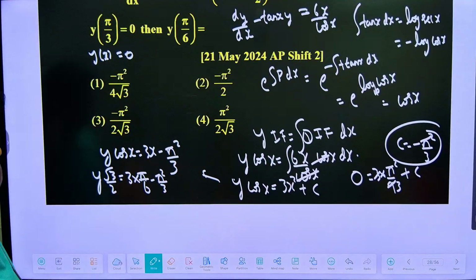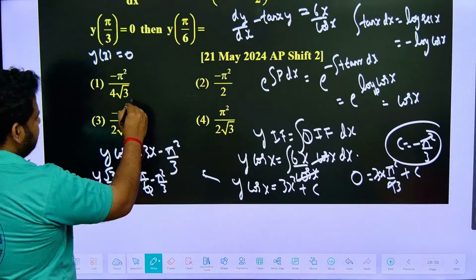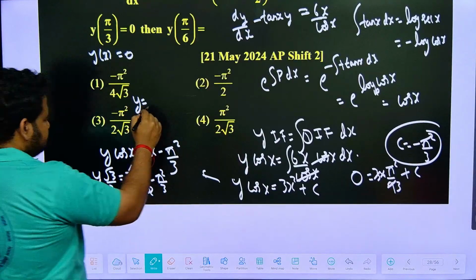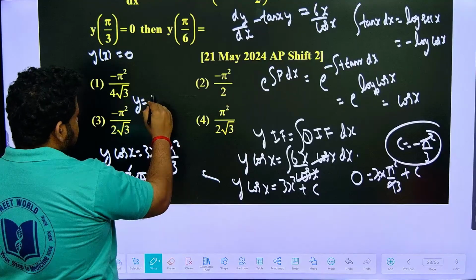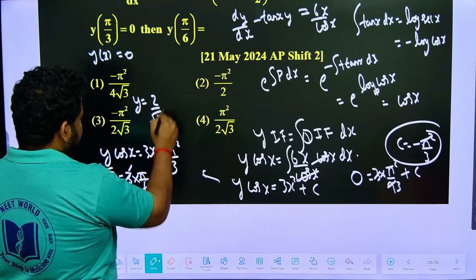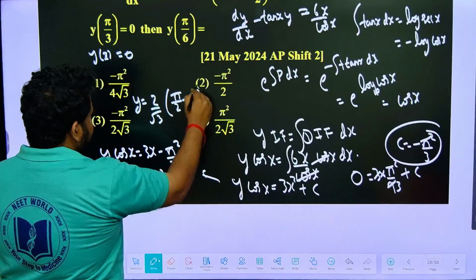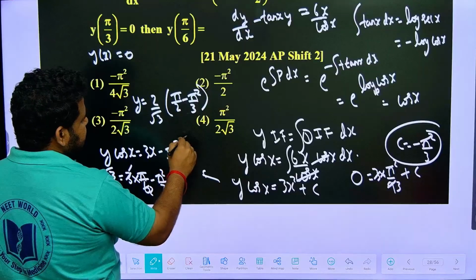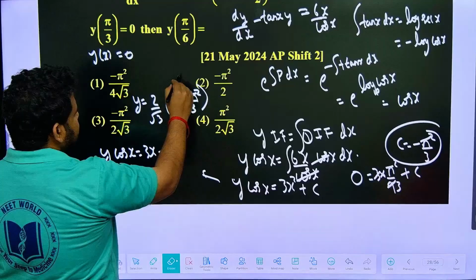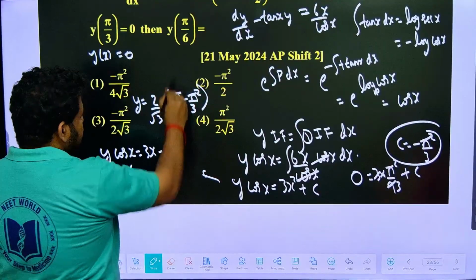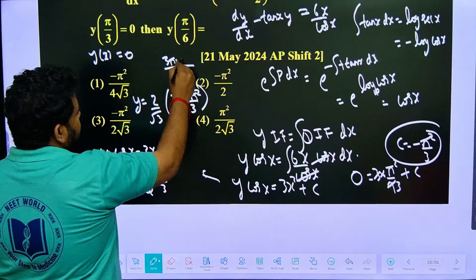So now what can we do? We are having y into root 3 by 2, and I can send the 2 across. So this will become y equals 2 by root 3 into pi square by 12 minus pi square by 3. If I take the LCM, 6 will be the LCM. Let me write it here. So 6 will be the LCM. This will become 2 3s are 6, so 3 pi minus what is this?